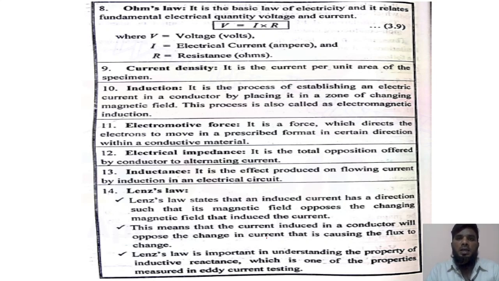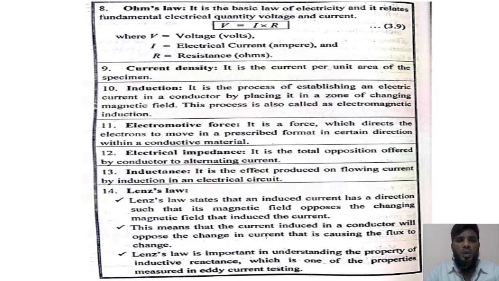Induction is nothing but the process of establishing an electric current in a conductor by placing it in a zone of changing magnetic field. Inductance is nothing but how we are going to charge the conductor by keeping it in a zone of a magnetic field. If you bring some object into a magnetic field, the object will get magnetized first. Because of the magnetization, again there will be a generation of electric field in it. So remember, every time there is an electric field, there is a magnetic field. Whenever there is a magnetic field, there is an electric field, obviously.